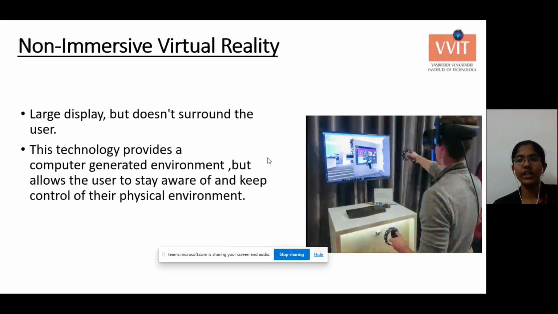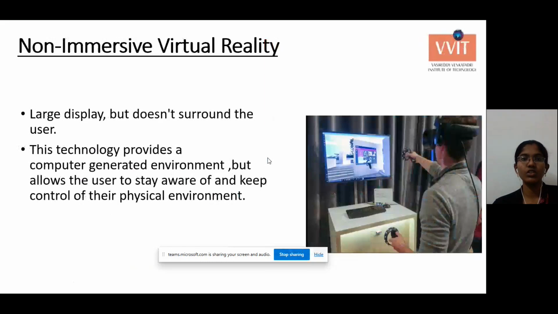Next, window world virtual reality. It is also called desktop-based virtual reality. It involves a 3D virtual environment on a regular desktop display without use of any specialized movement tracking equipment. It does not need any movement tracking equipment.